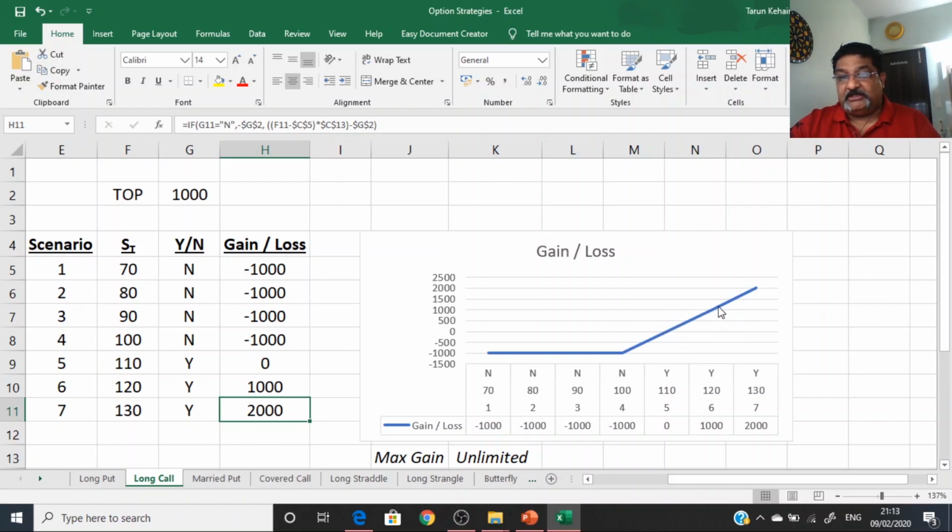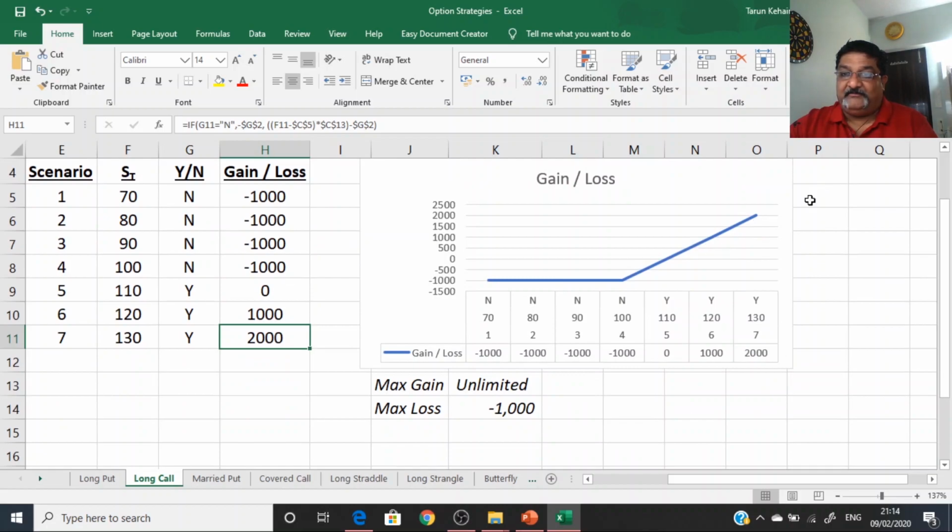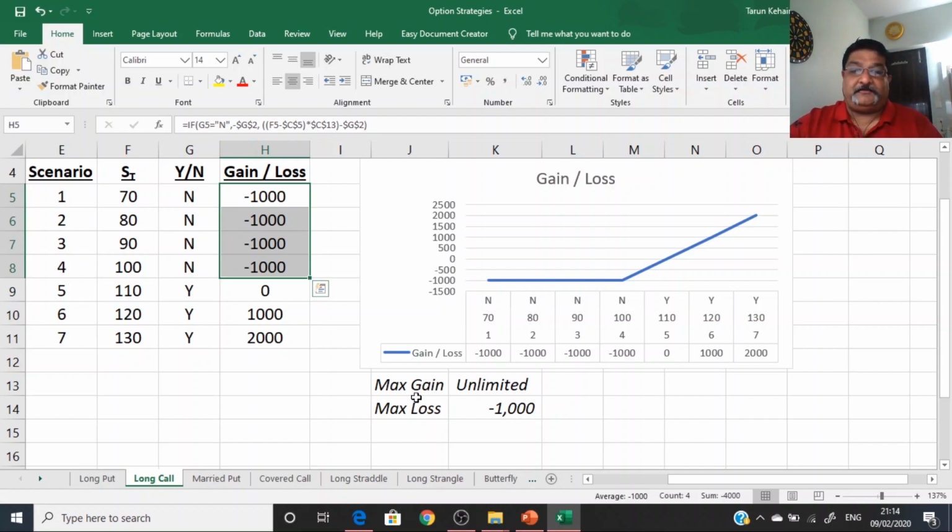But mind you, the long call option is slightly different from the put option. Now there is absolutely no limit to the profits he can make, and therefore if you look here, the maximum gain is unlimited, it can go anywhere. But the maximum loss is again capped to $1,000, which is your option premium.